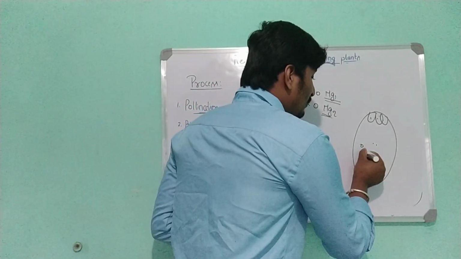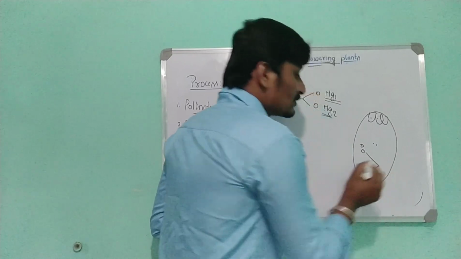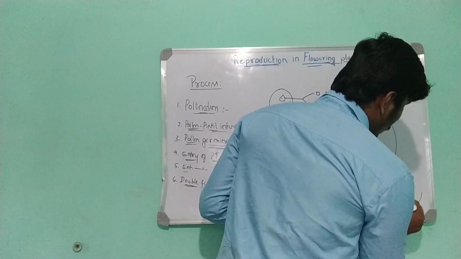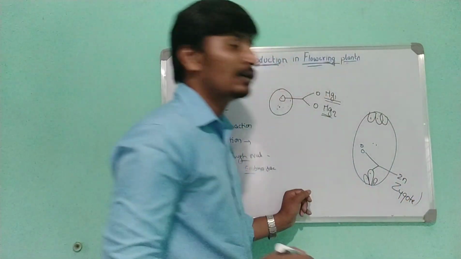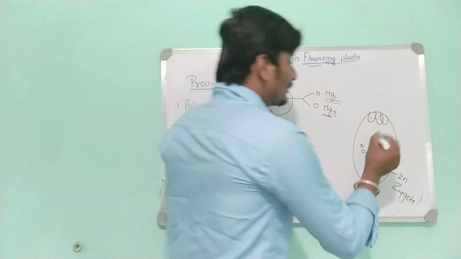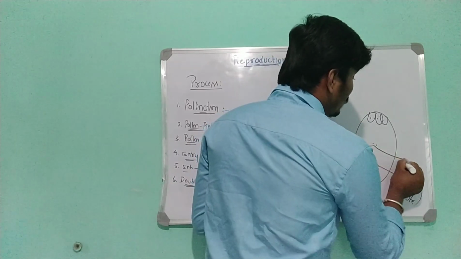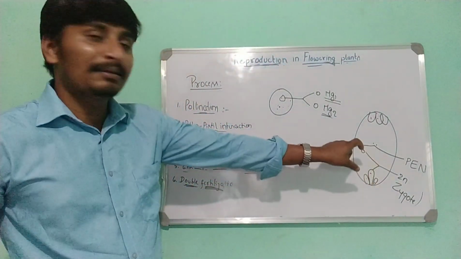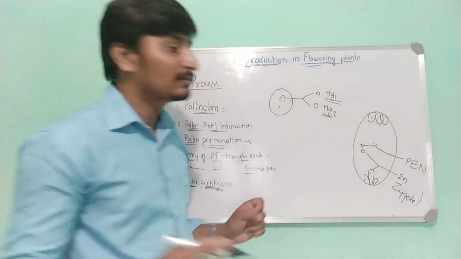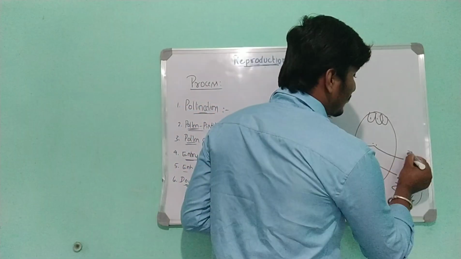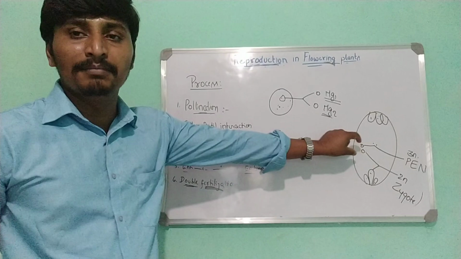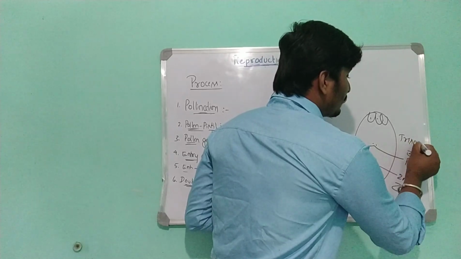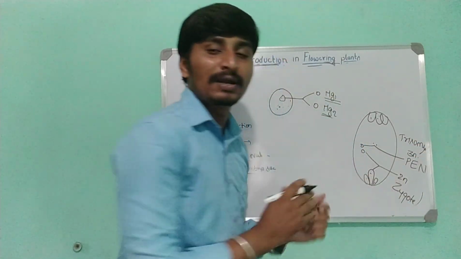One of the two male gametes fuses with the egg to form the diploid zygote. The other male gamete fuses with the secondary nucleus to form the primary endosperm nucleus, which is triploid in nature. The fusion of a male gamete with the secondary nucleus is known as triple fusion, and the fusion of a male gamete with the egg is known as syngamy.